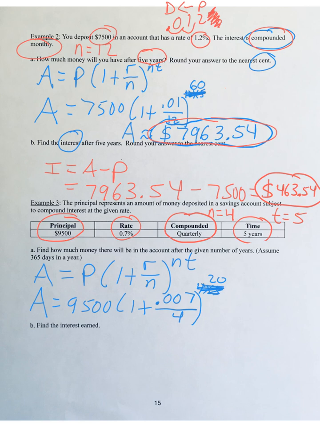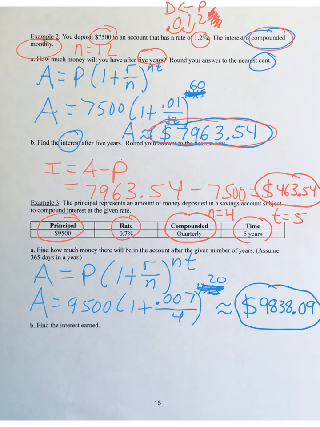Go ahead if you want to even pause the video. Try plugging that right side into the calculator. Don't forget that the 20 is an exponent, so you do need to, of course, hit the exponent button before you type in the 20. And if you've typed it correctly, when you round to the nearest cent, you should be getting $9,838.09.